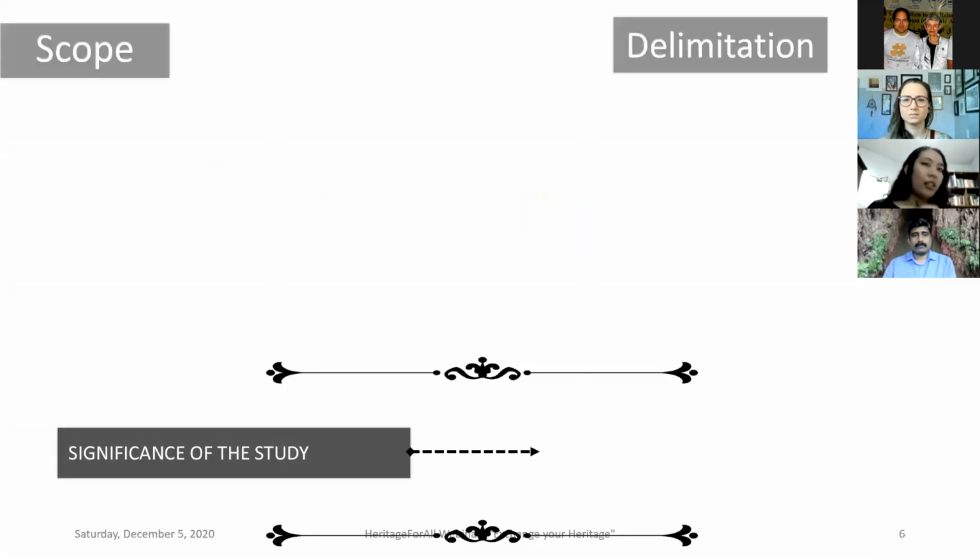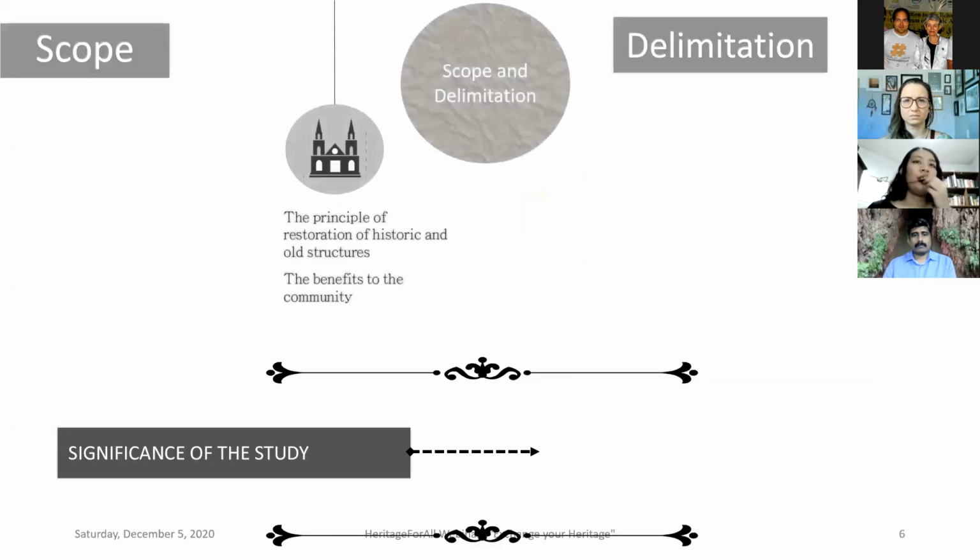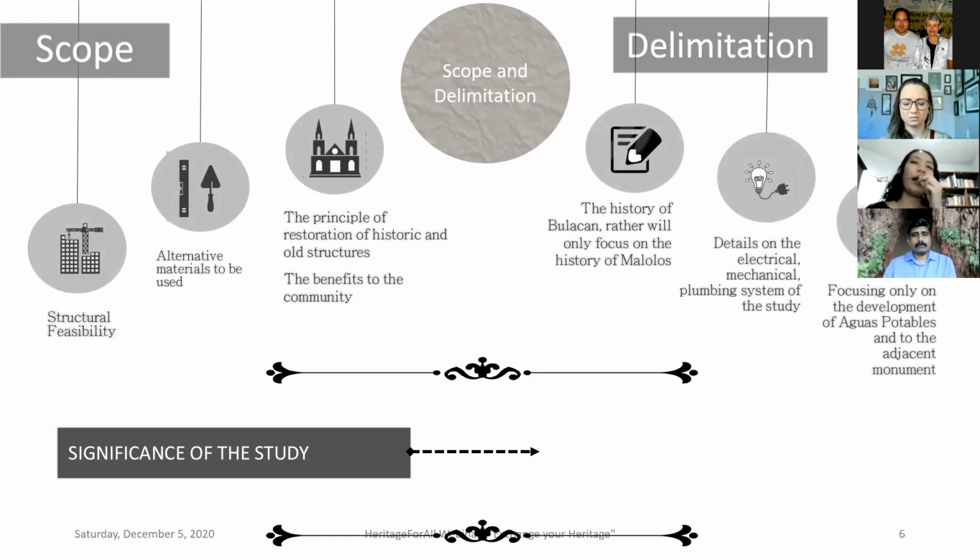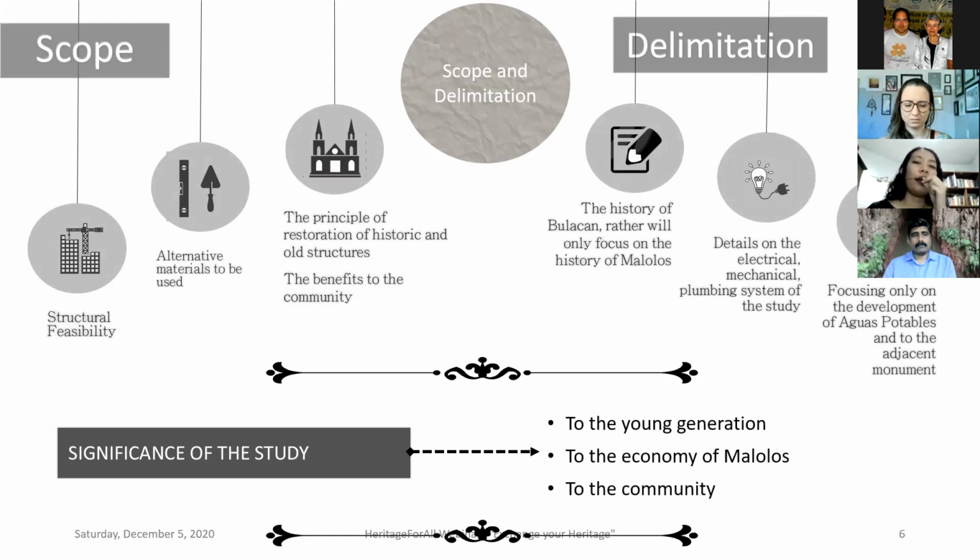So this can be done to the water system. The scope could be after documentation of the water tank, the principle of restoration. The reason why it needs to be documented is because it is a preparation for possible restoration of the building, and it could benefit the community. And when it can possibly be restored, of course, a structural study is needed, and the significance.